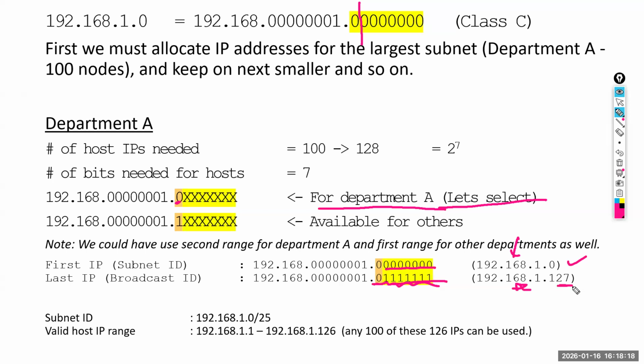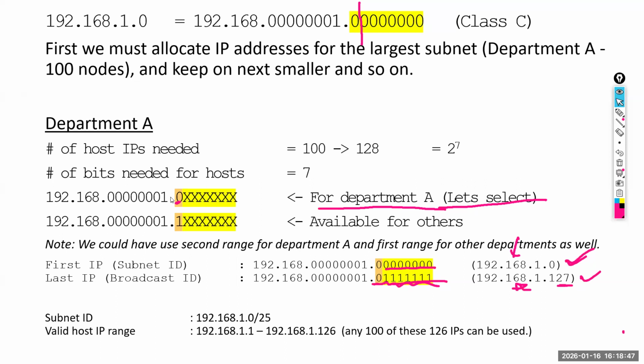So therefore, now you have the subnet ID and broadcast ID of department A. So the first usable IP address for department A is 192.168.1.1. The last usable address is 192.168.1.126. Right? So that is our first part. Now we have allocated IP addresses for the biggest department, department A. Okay.